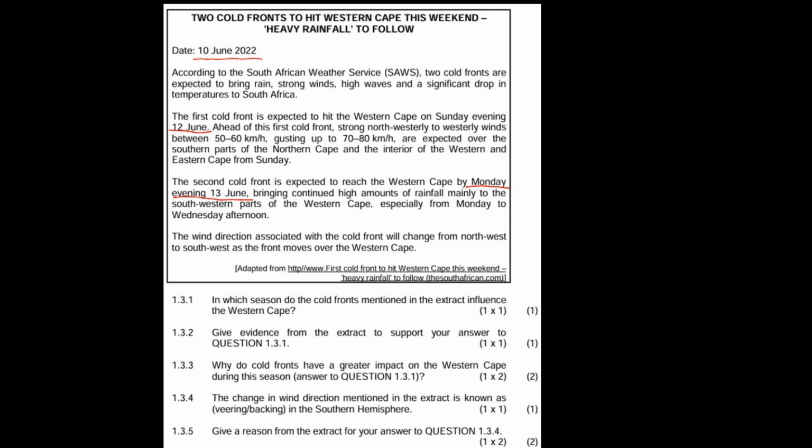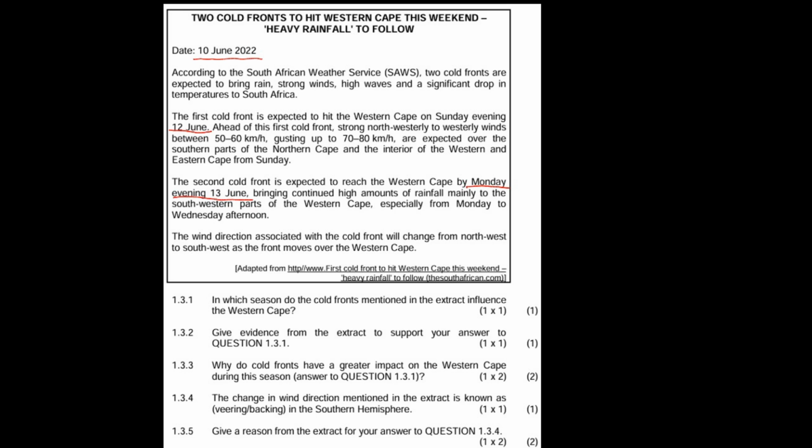The date is 10 June 2022, so it is in winter. Cold fronts are expected to bring rain and strong winds. The cold front will move into the interior from Sunday 12 June. The second cold front is expected to reach the Western Cape on Monday, bringing continuing heavy rains.